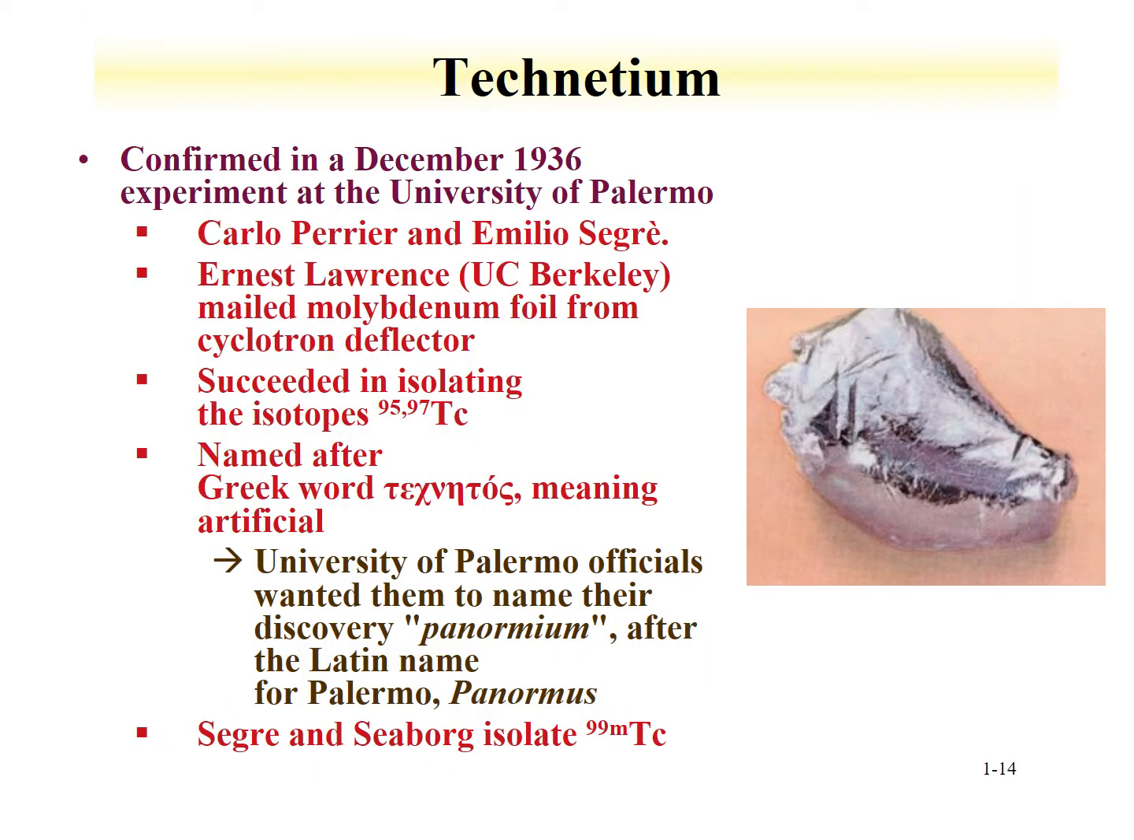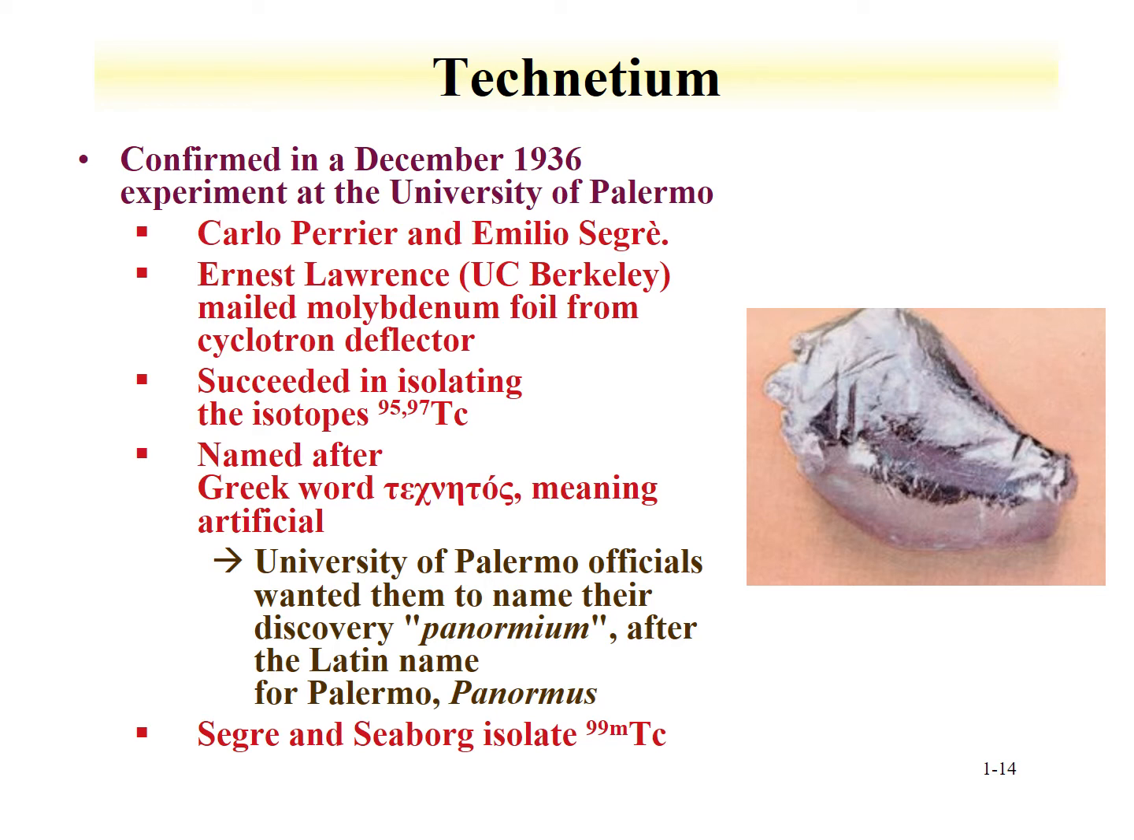So let's start with the lightest radioelement and its discovery. It's technetium. Its discovery was confirmed back in 1936 at the University of Palermo in Sicily. Perrier and Segre, Emilio Segre, actually did the separation, but they obtained material from Ernest Lawrence, and he mailed them a molybdenum foil that was used as a cyclotron deflector. So that small cyclotron that Lawrence made had a deflector on it where particles would bombard. So that molybdenum, which is a Z of 42, was getting hit with alpha particles.